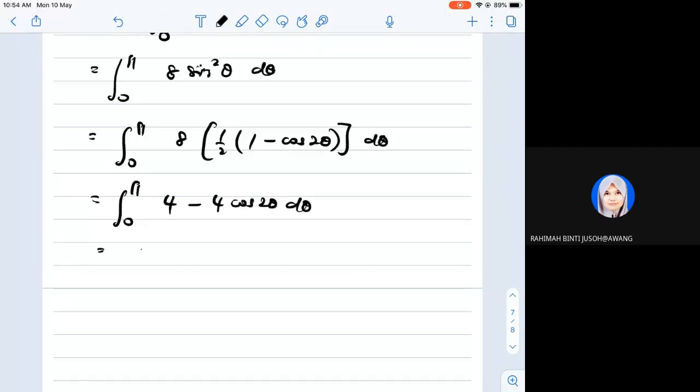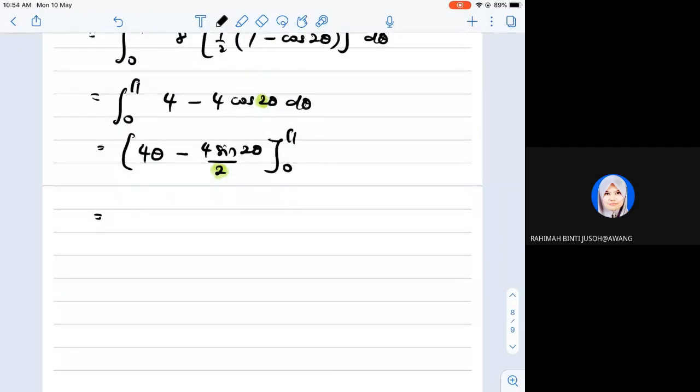Okay, so now we can integrate this function. Minus, integrate negative cos dapat negative sin juga kan. 4 sin 2 theta divides by 2. Sebab 2 ni bawa ke bawah. Okay, so substitute 0 until pi. Then we will have 4 pi minus 4 bagi 2, 2 sin 2 pi minus 0 minus sin 0 is 0 lah. So 4 pi.